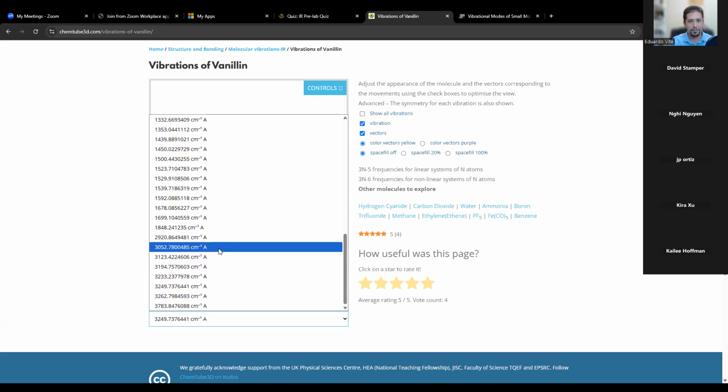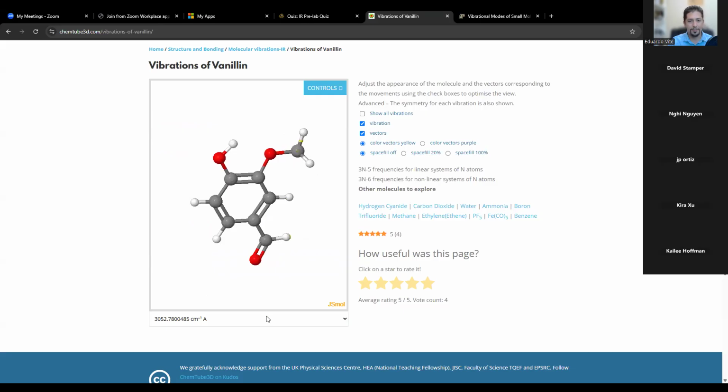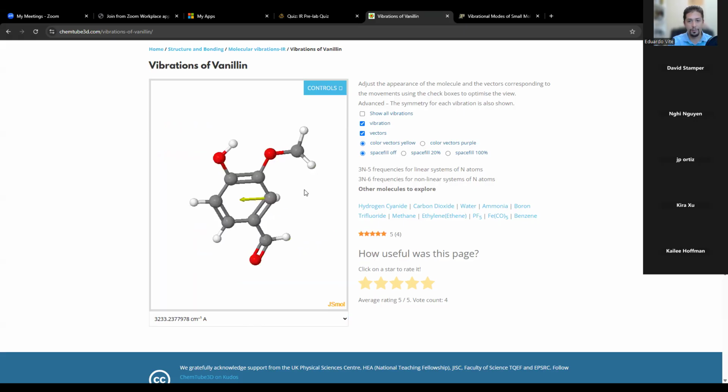Let's look at just this one, the 300. Look at this one here. This is a metal stretch. Very characteristic as well. This is the aldehyde stretch. This is a very characteristic peak for aldehydes. I will demonstrate soon. Let me see. I'm trying to find the one for the ketone.